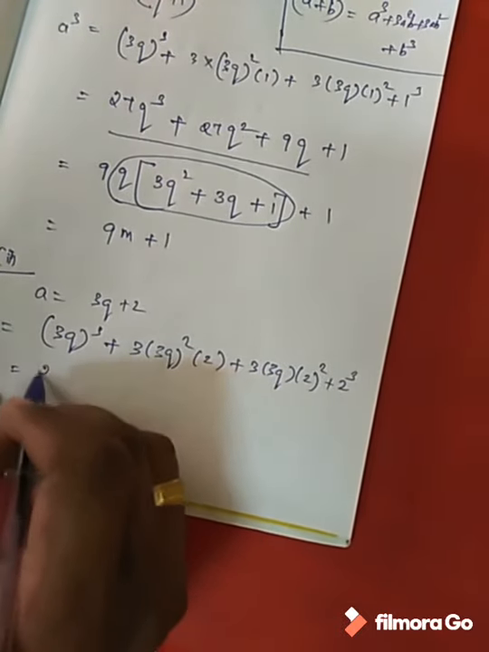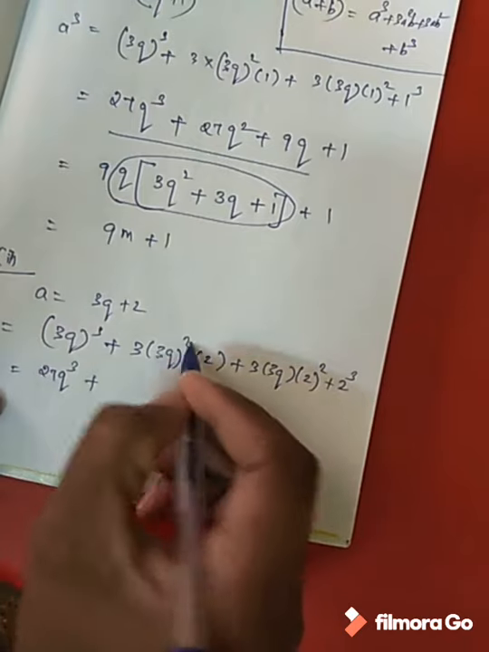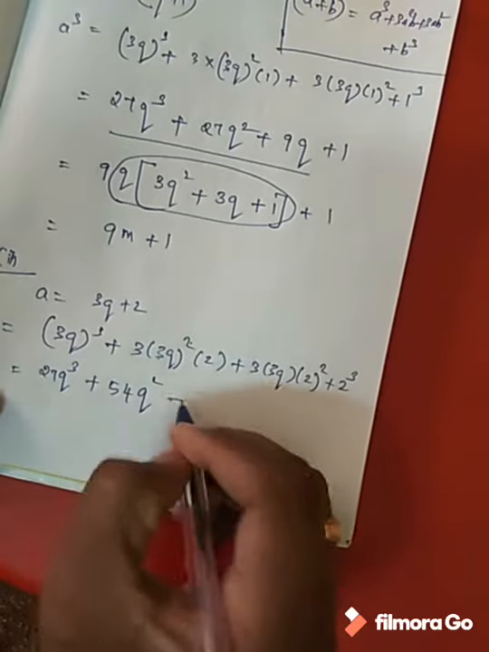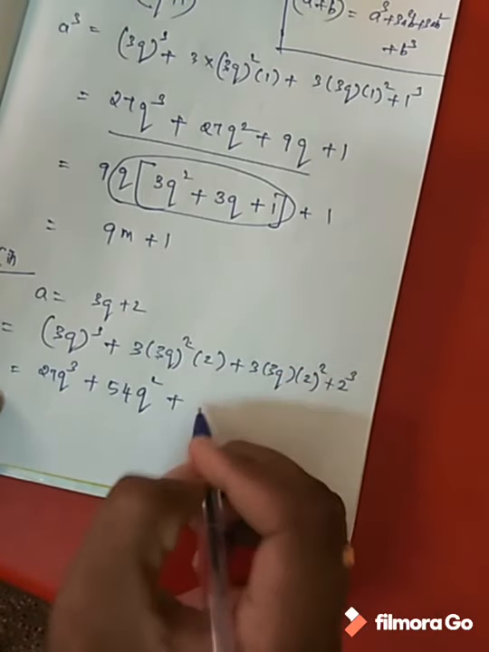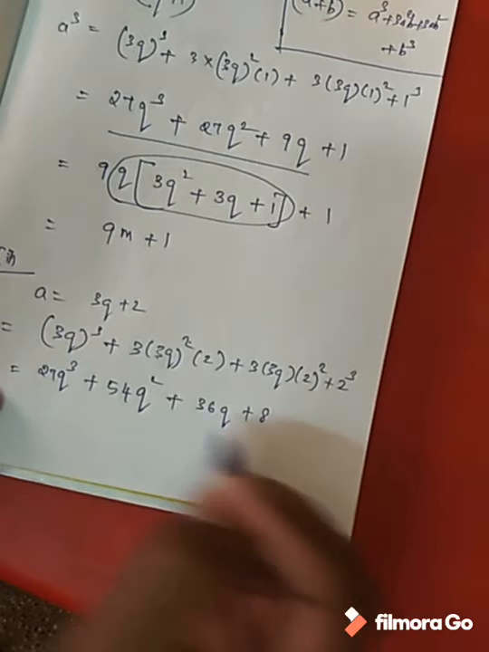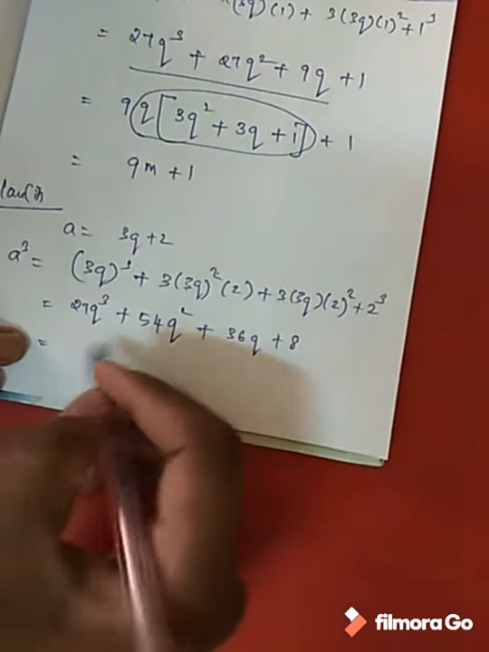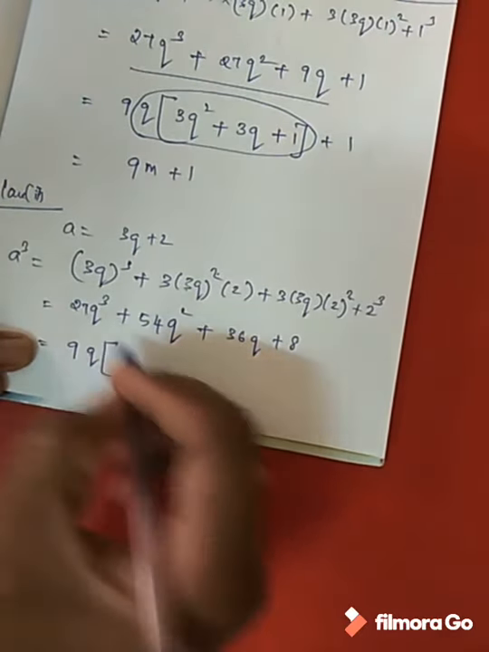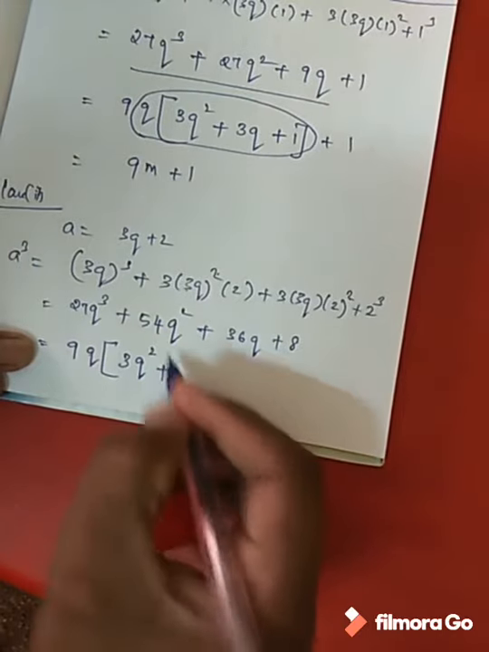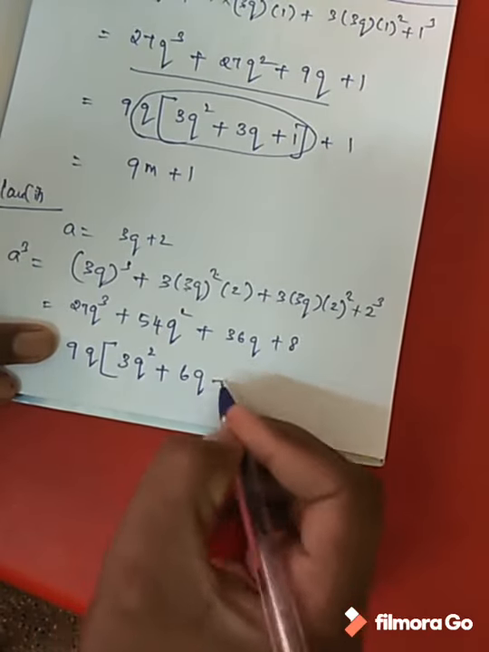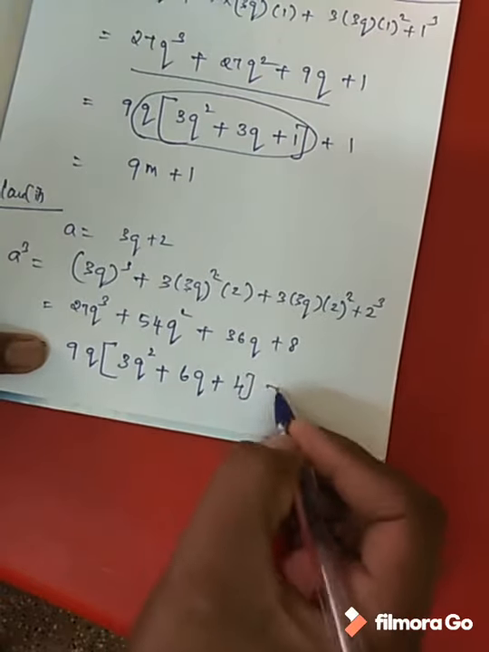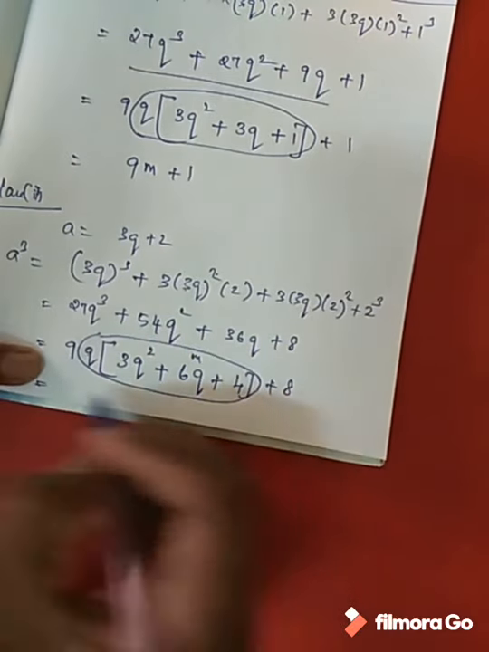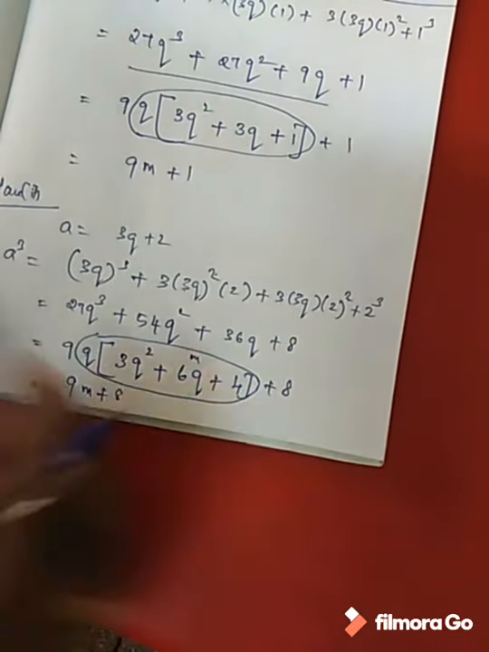So we can write 27q cube plus 3 into 9 is 27, 27 into 2 is 54q square plus 3 into 3 into 4, 9 fours are 36q plus 8. From the first 3 terms I can take 9 as common as well as q common. So if I take 9 common, here 3q square plus 6q plus 4, plus 8. So I can assume the entire thing as some m. Therefore I will get the form 9m plus 8.